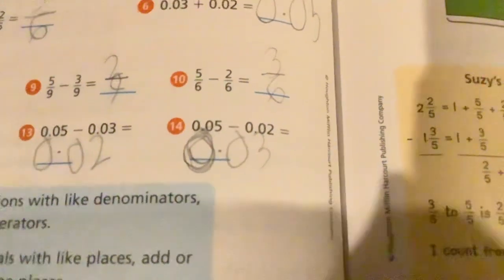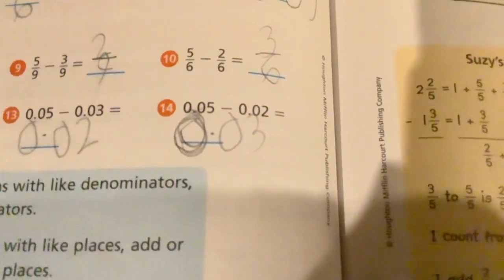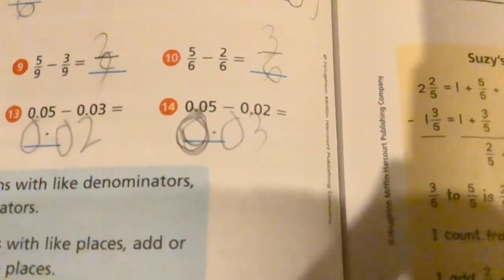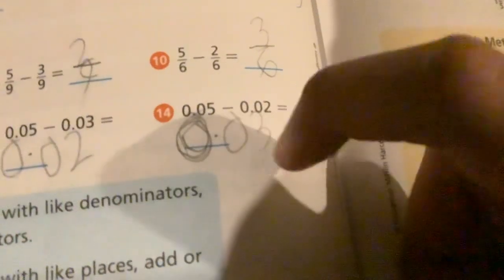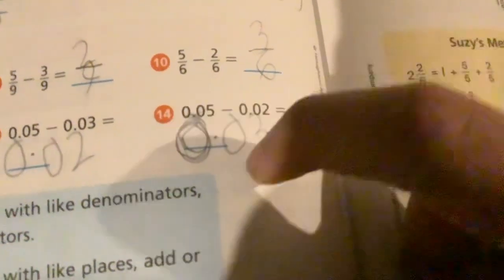This means that 0.05 minus 0.02 is 0.03. Because there are 2 zeros, a decimal point, substitute those, and then 5 minus 2 is 3. 0.03 equals 0.05 minus 0.02.